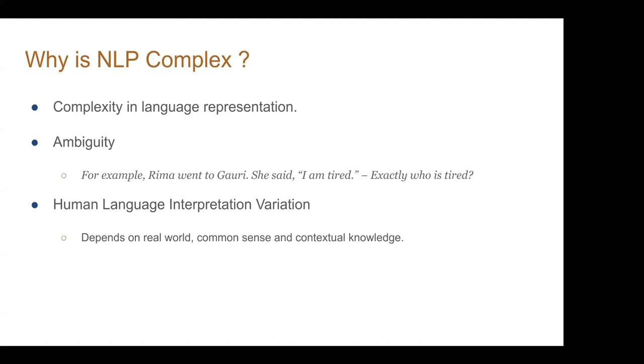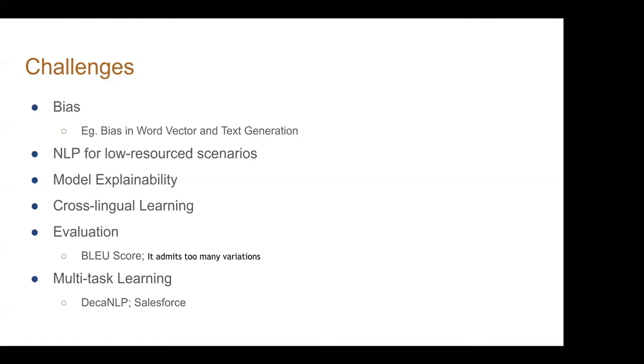Your model might think that Gary is a person. So how do you know who is tired? Human language interpretation varies depending on common sense, contextual knowledge, your background, your values. There are different ways you can interpret human language. So these are some challenges with NLP. I'll just be touching on some.